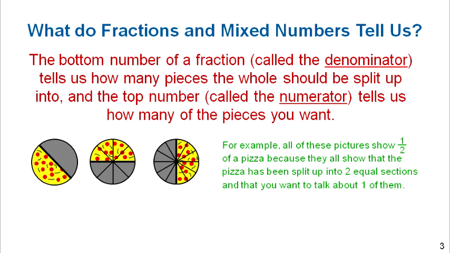The bottom number of a fraction, which is called the denominator of the fraction, tells us how many pieces each whole should be split up into, and the top number, which is called the numerator of the fraction, tells us the number of pieces that we want to talk about. So, for example, all of the pictures that you see here show 1/2 of a pizza because each picture shows that the pizza has been split up into 2 equal groups, and you want to talk about one of the groups.